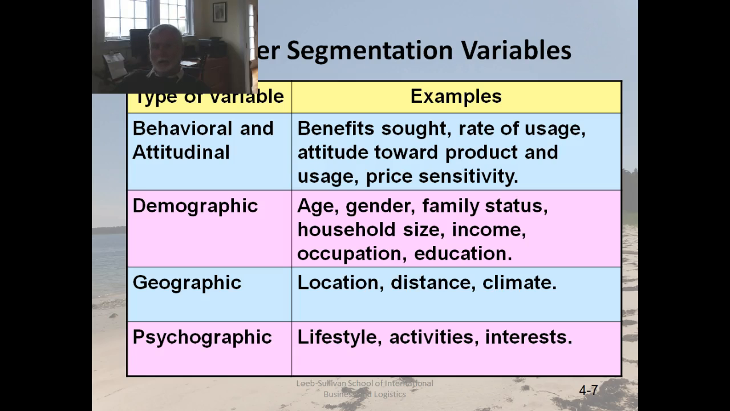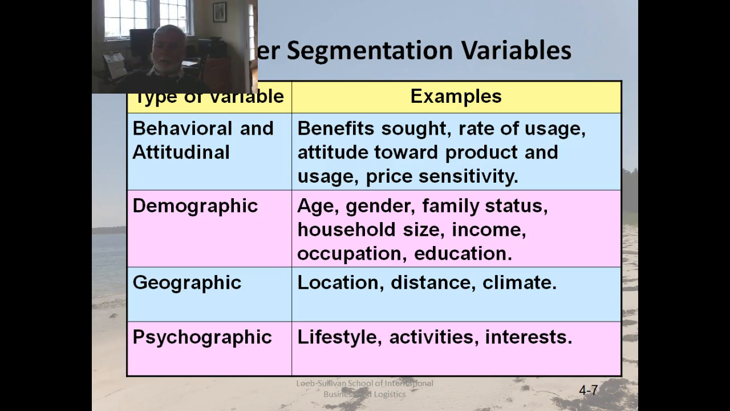Behavioral and attitudinal characteristics are harder to decipher than demographic characteristics. Then we've got geographic characteristics. So how close do people need their product to where they live? What climate is my product used for? If I'm selling air conditioners, then a warmer climate is maybe a better place to sell air conditioners. If I'm selling snow shovels, I obviously need to sell snow shovels in a geographic area that has snow.